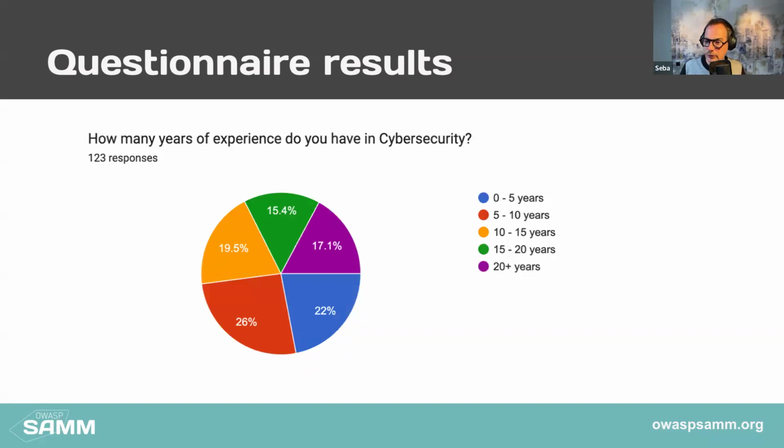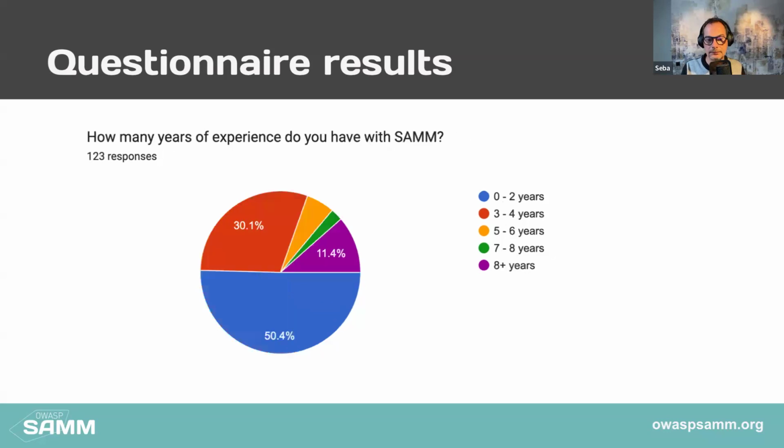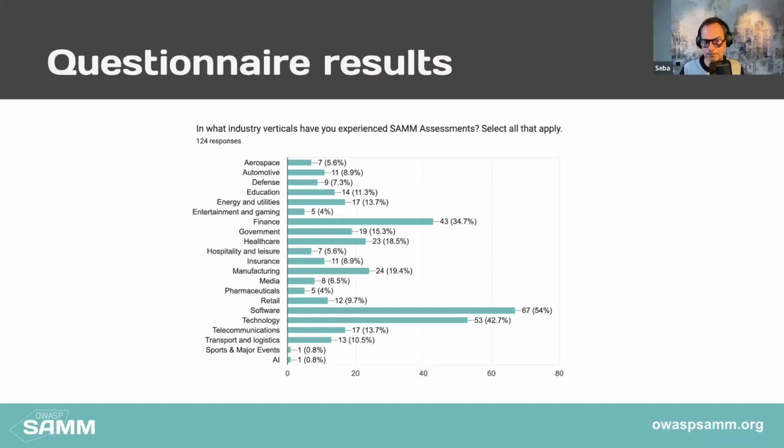Years of experience is a good spread. We have a couple of new people still, but then quite some other people that have been using SAMM for quite a long time already. And then experience overall in applying SAMM, I would say half of the respondents are new, 0 to 2 years. And then some more experienced people, and even people who are using SAMM already for quite some time.